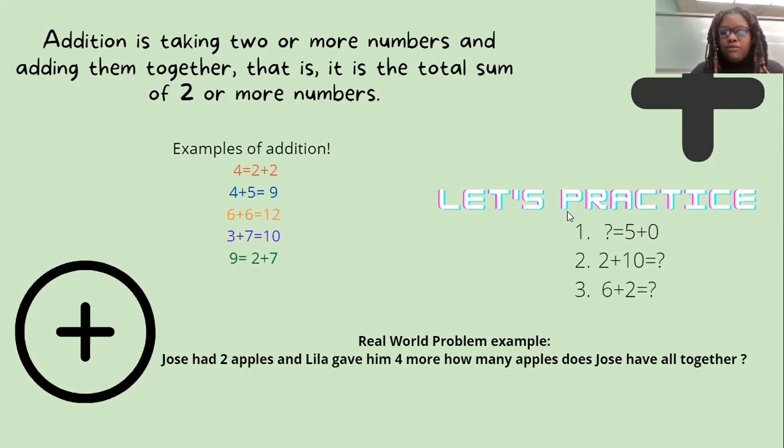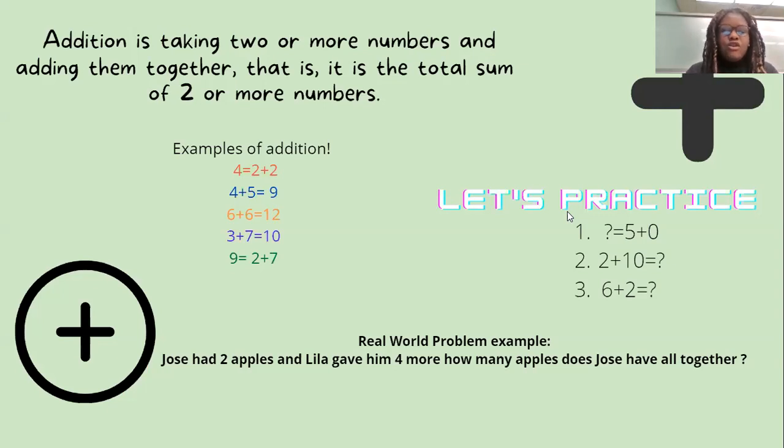So now we're just going to discuss what we found on the practice problems. So you all found out that 5 plus 0 equals 5. Good job. You also found out that 2 plus 10 equals 12. Good job on that. And also notice that 6 plus 2 equals 8. Great job on that.